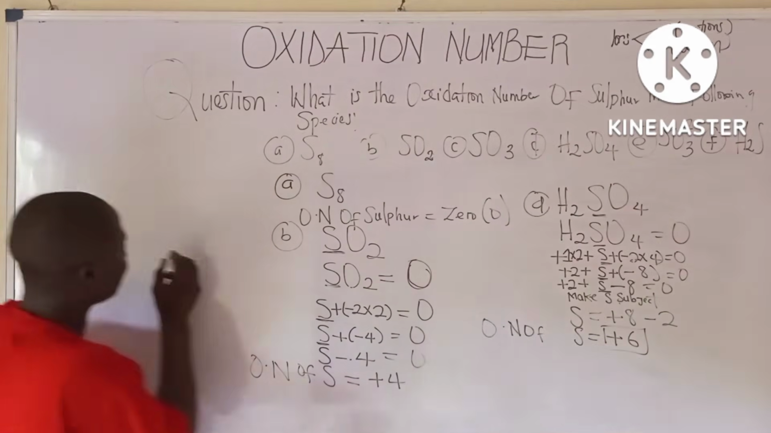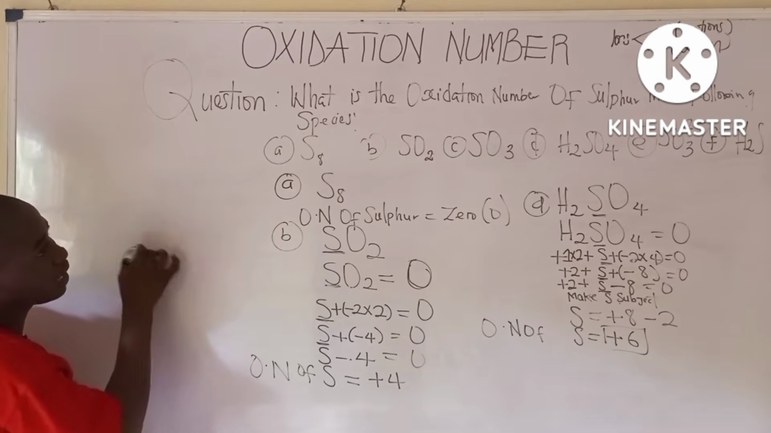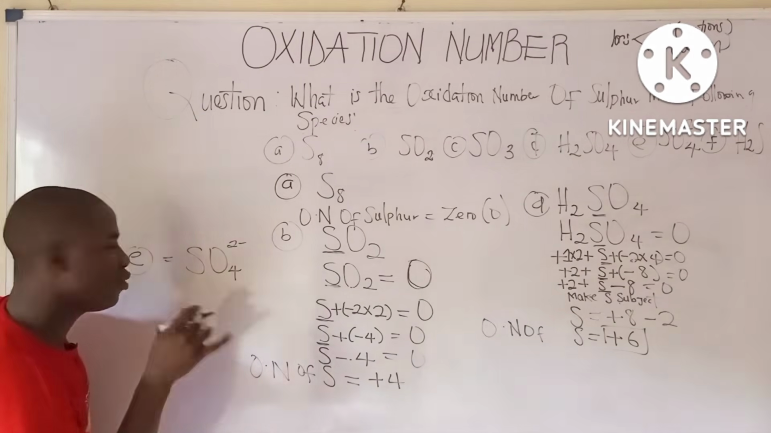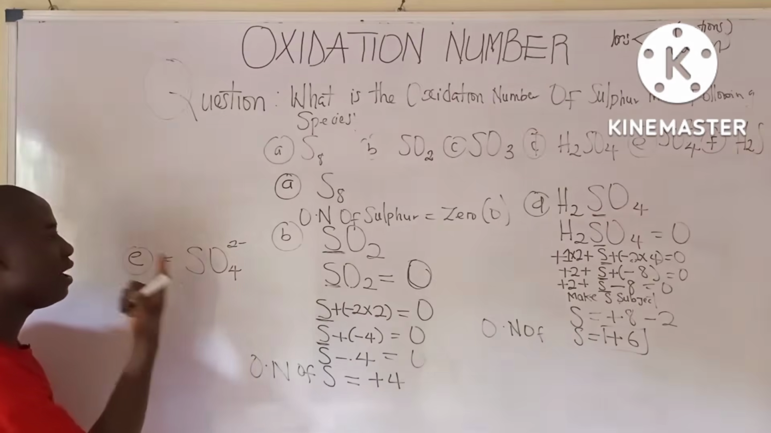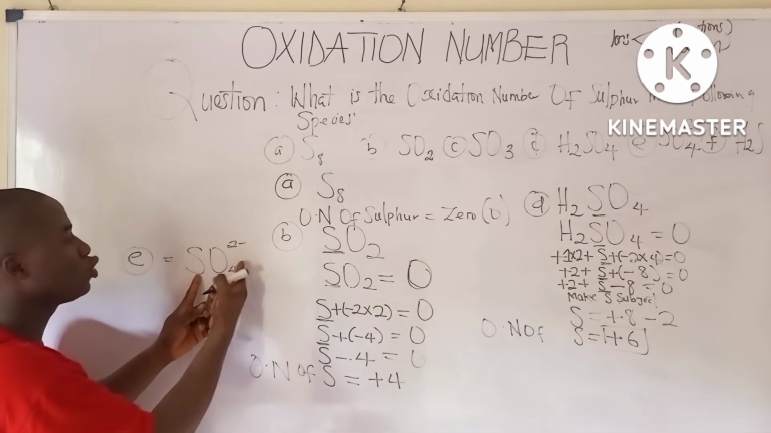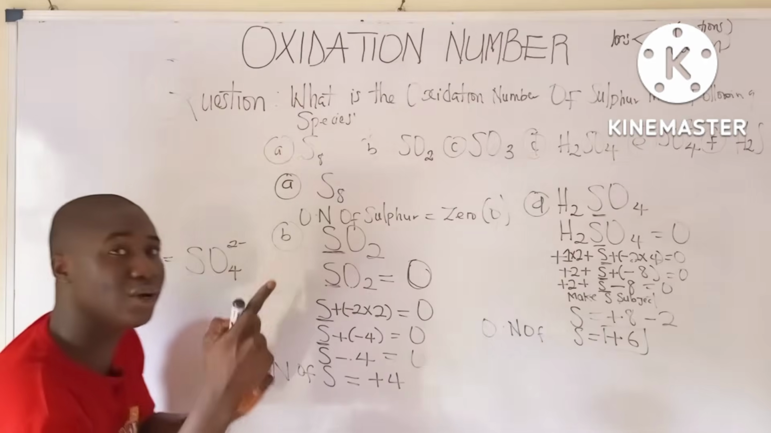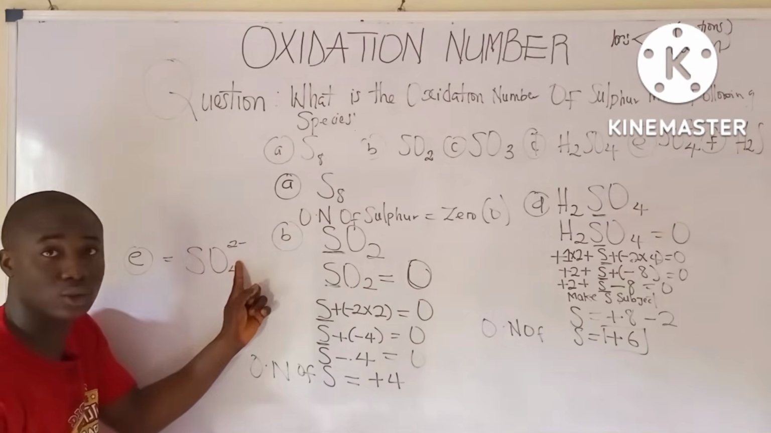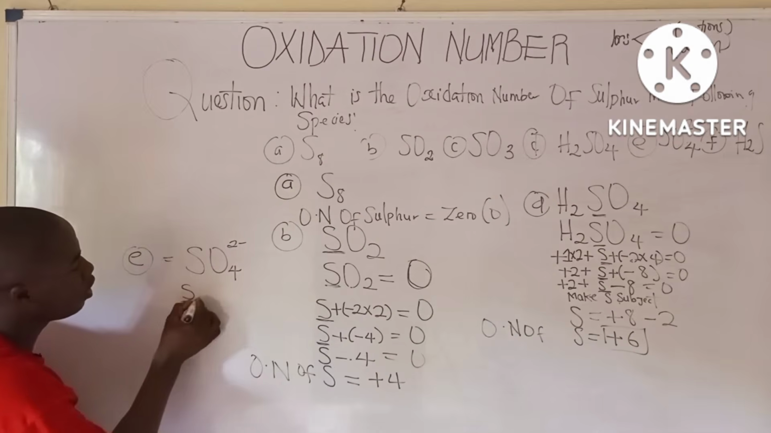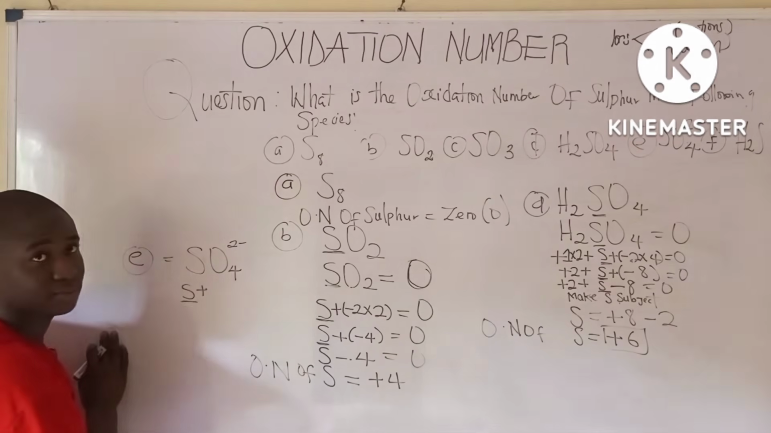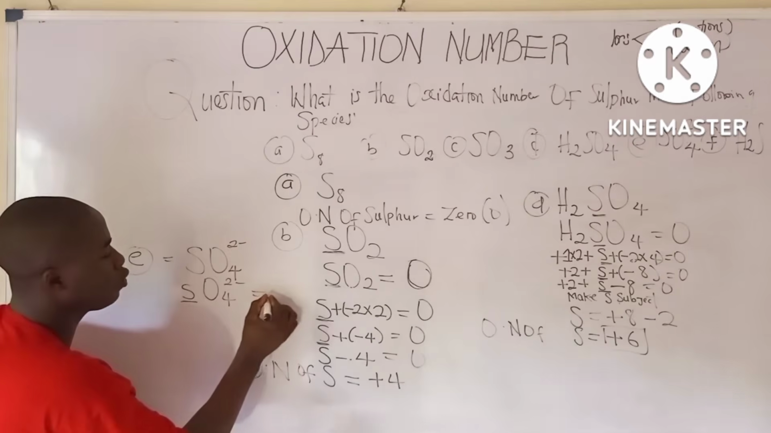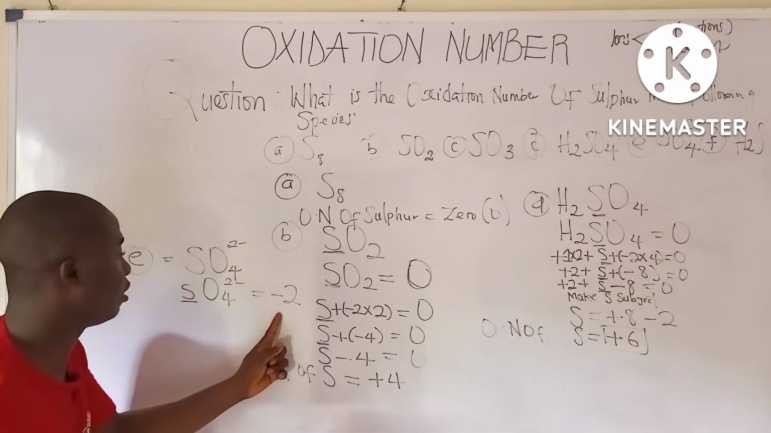So for the E part, which is that of a radical, SO4 2-. So how do we determine this? Very easy. First of all, this is a radical. It is not just a compound. So will I equate it to 0 or equate it to the charge of the radical? I equate it to the charge of the radical. So SO4 2- is equal to the charge of the radical.